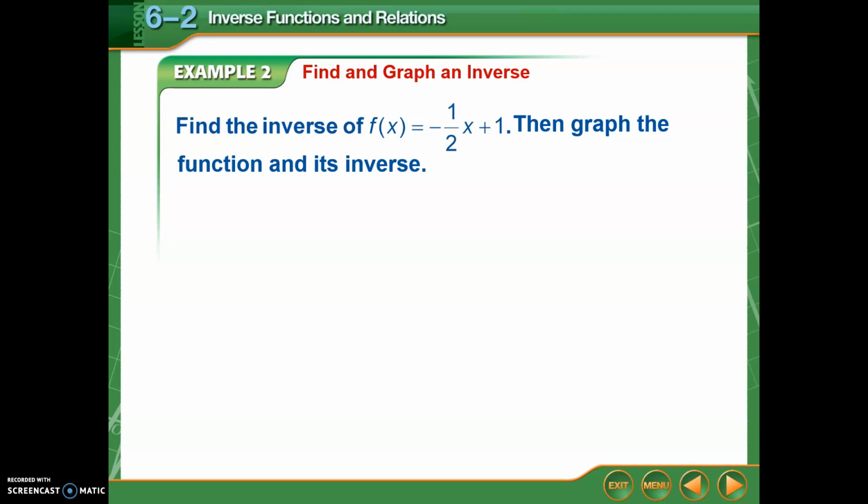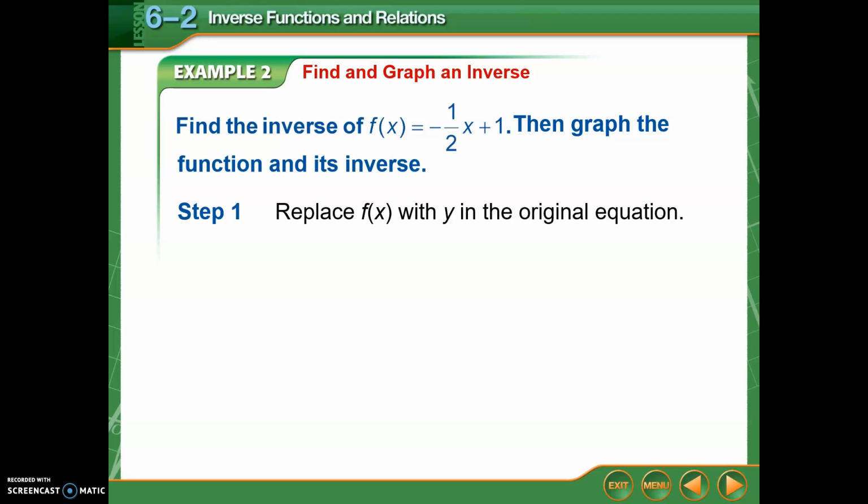So you're going to find the inverse of f of x equals -half x plus 1. Let's focus on that. This is a 4-step process. Follow this process in order. Don't deviate from it. Okay, so the first thing you're going to do is take the function, take f of x out and drop y in it. So you're going to now have y equals -half x plus 1.